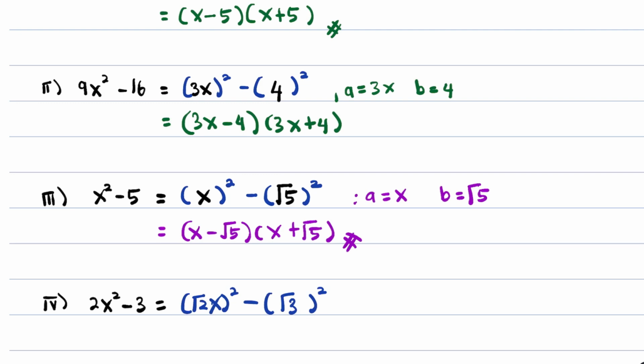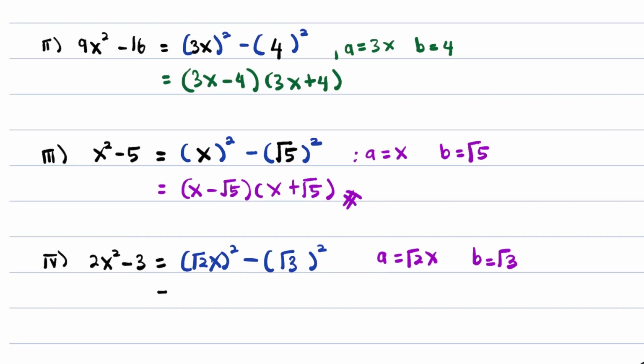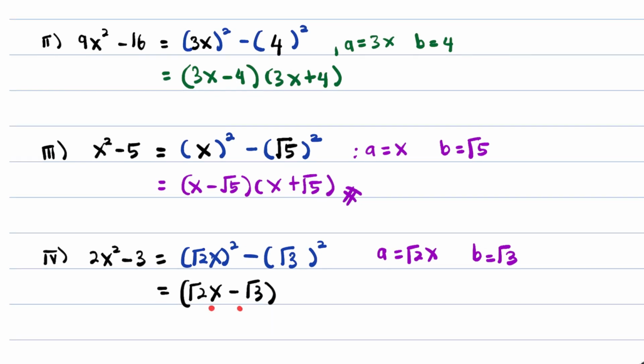So you can identify your a as square root 2 x, and b is square root 3. So you will have square root 2 x minus square root 3. Basically this is just the factoring formula, a minus b and then a plus b, so it would be square root 2 x plus square root 3. That is your final answer, factorized completely.